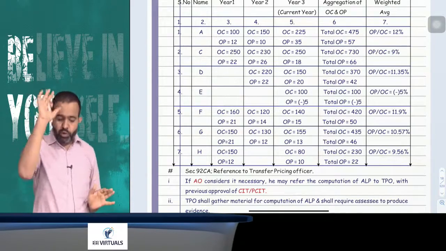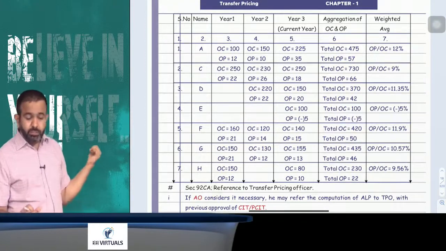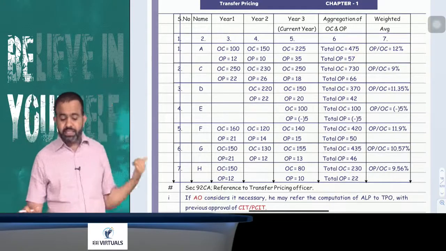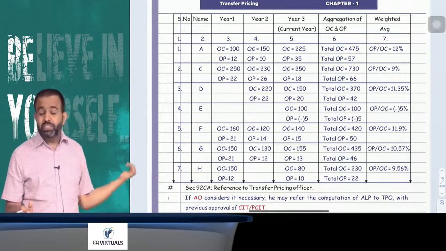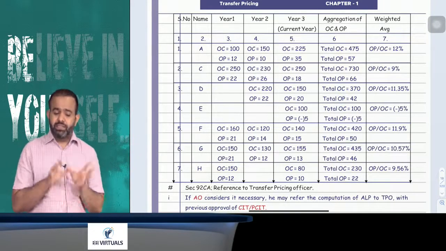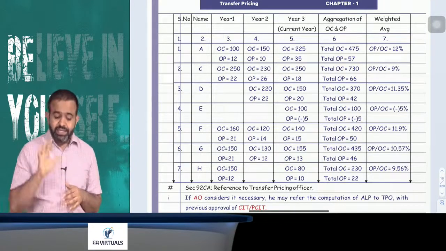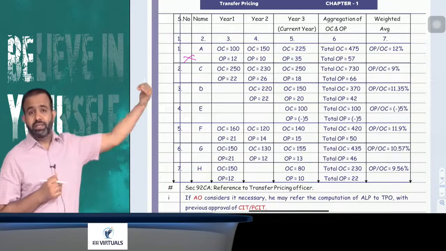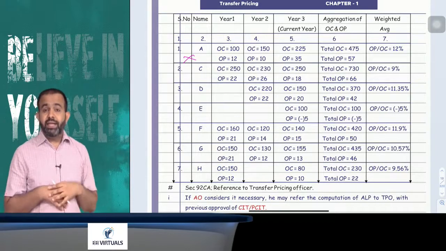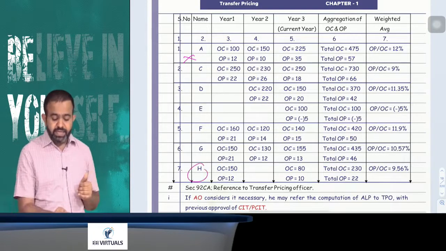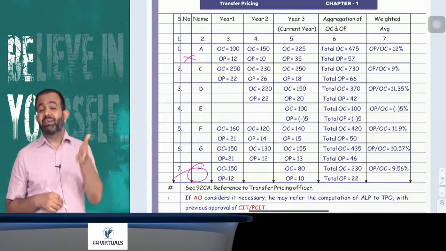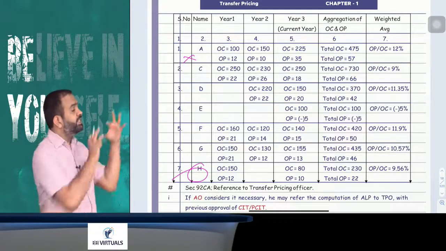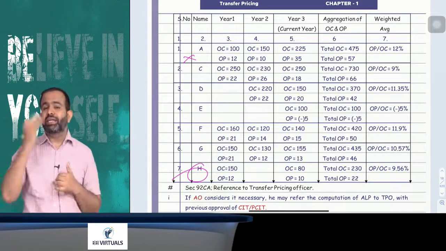So in this particular scenario, suppose earlier the companies were A, B, C, D, E, F, G. Now the assessing officer comes to know that B is not a comparable company, so he removed B from the data set. Now there are A and C only. And he comes to know that there is one company, H company, a new company, and that company is comparable. Then obviously he will consider the data related to that company and calculate the arm length price.